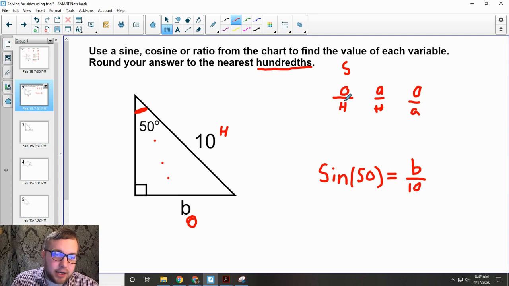Right? Because sine is O over H. So it's going to be B over 10. Now, I don't know what B is. I'm trying to solve for B. And here's the fun part, guys: it's literally just algebra at this point in time.